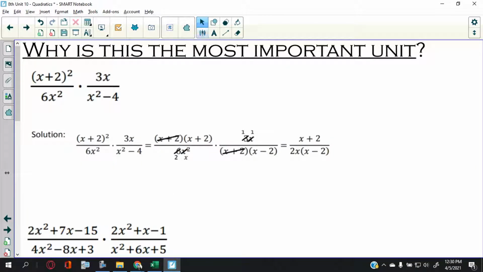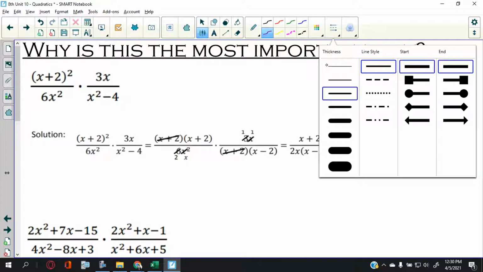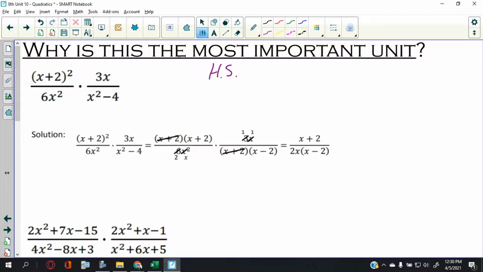Now, why are we doing this? One of the main ideas I want to get through to all of you is that in high school, you're going to be doing this stuff. As a matter of fact, probably 10th grade, if not 11th grade. You're going to be doing these sorts of expressions, operations with rational expressions. So what I'm trying to say is your ability to understand what's going on in this unit is going to have a direct consequence.